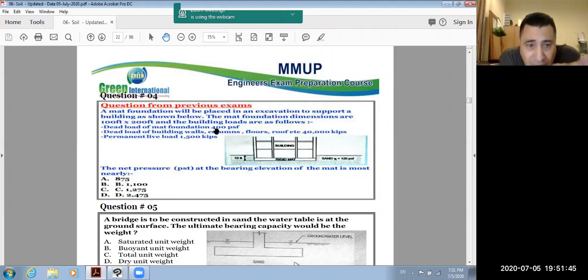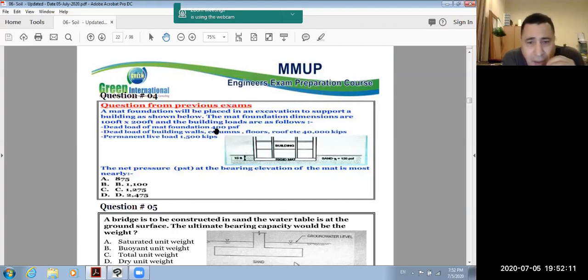As I told you, check the units of measure. The unit of measure is foot pound second. 90% of your questions and answers and problems come from the foot-pound-second, which is the British units. 100 feet multiplied by 100 feet, so the area is what? 100 feet multiplied by 100 feet. This is a raft foundation.